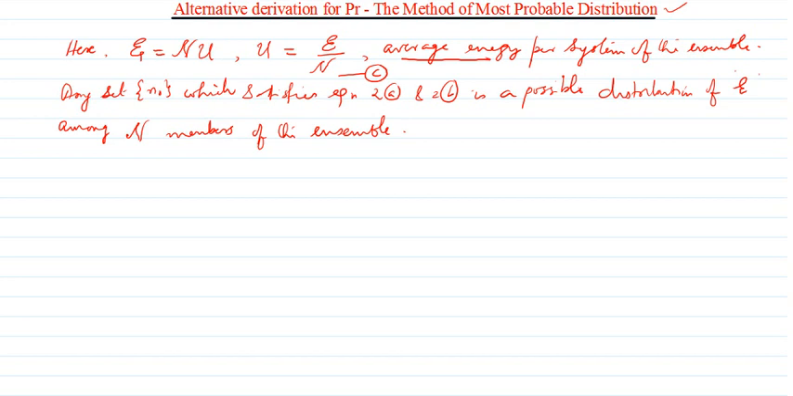Now, any such mode I can call a mode of distribution. Any such mode of distribution can occur in a large number of ways. So the number of ways in which such a distribution can occur.